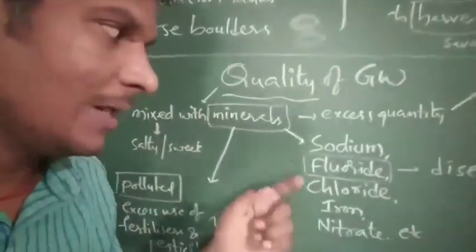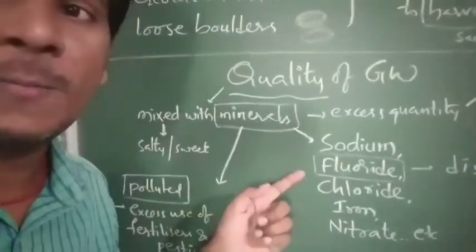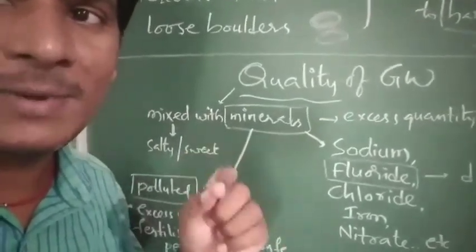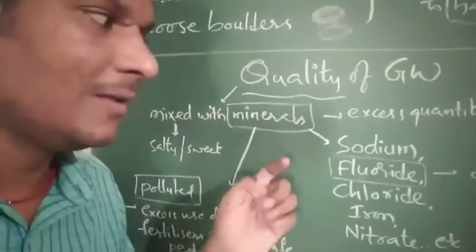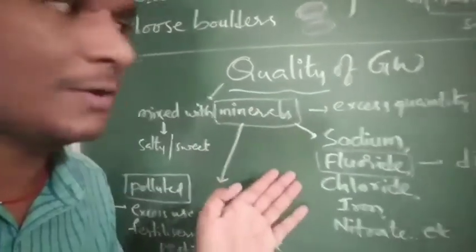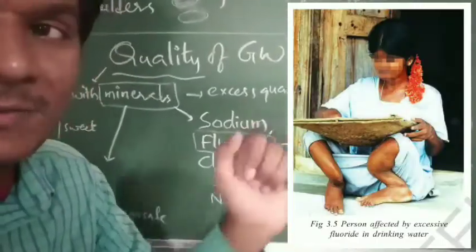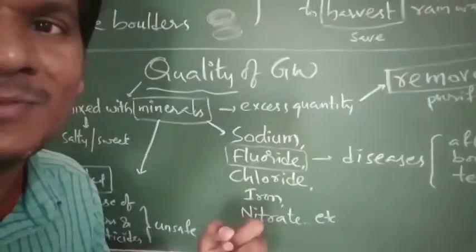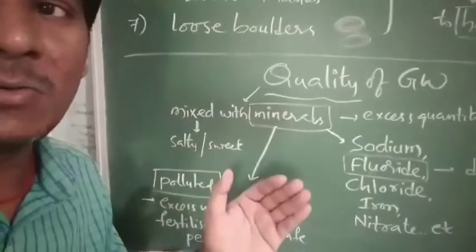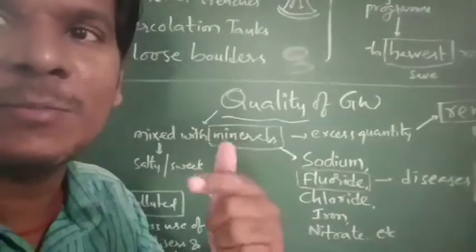For the best example, in Nalgonda, a southern district of Telangana, the groundwater is contaminated with fluoride. People who have been drinking the fluoride-contaminated groundwater for some years get diseases. Particularly their bones and teeth are affected. Like this, when excessive minerals are mixed into the groundwater, it is not safe for drinking. We have to remove them. That is known as purification.